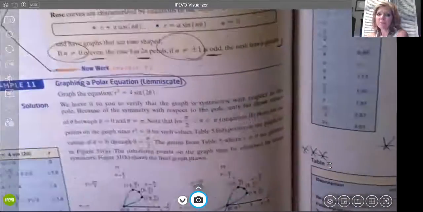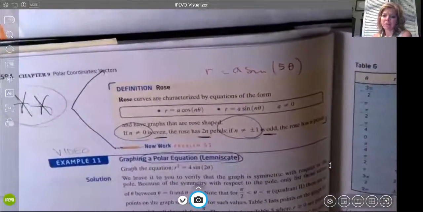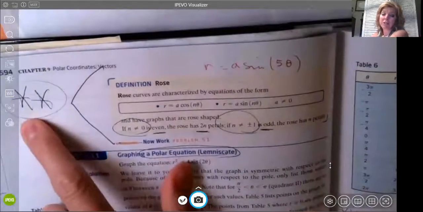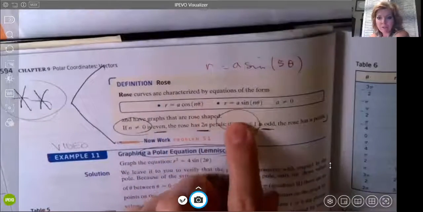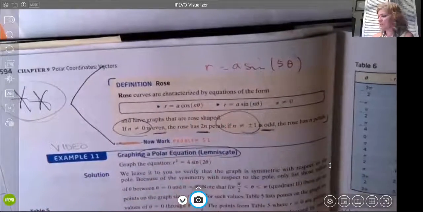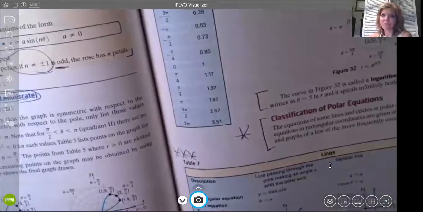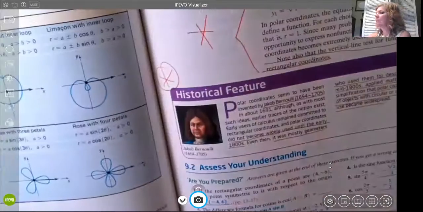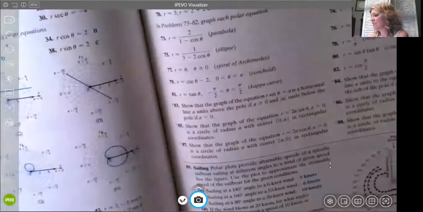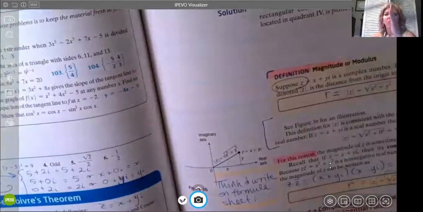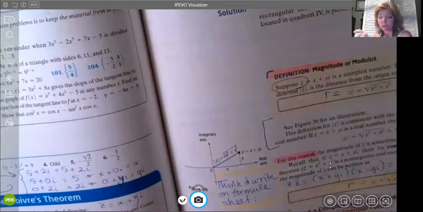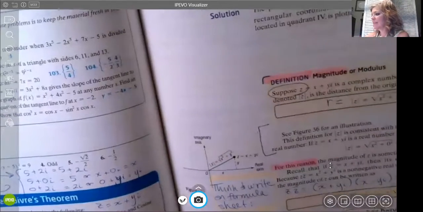When you have a rose, you might want to jot this down on your formula sheet because you've got 2 asterisks. When you have a rose, how do you determine the number of petals? I'm not going to get you to graph a rose, but the things that I just mentioned, testing for symmetry and making sure you know how to graph horizontal and vertical lines and circles, I am going to ask that.